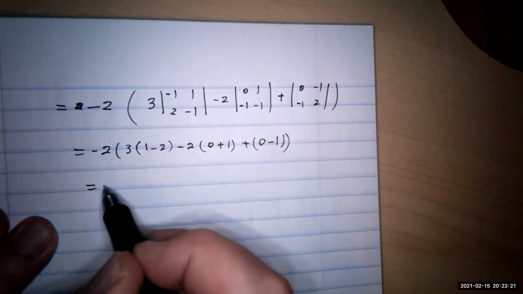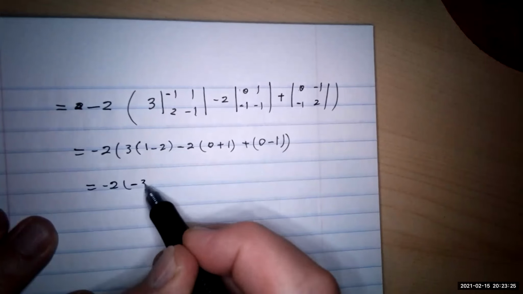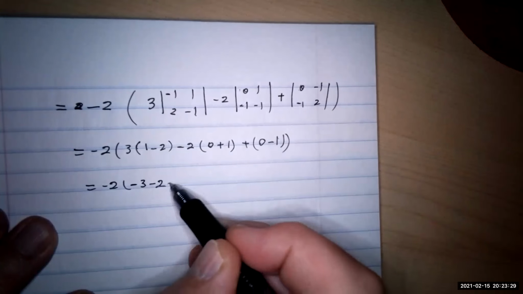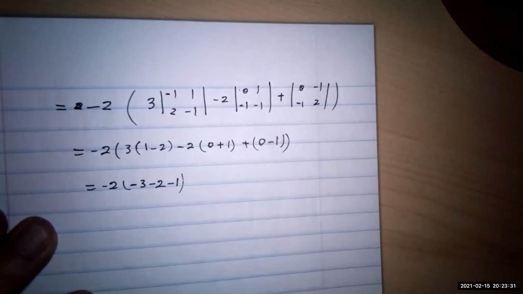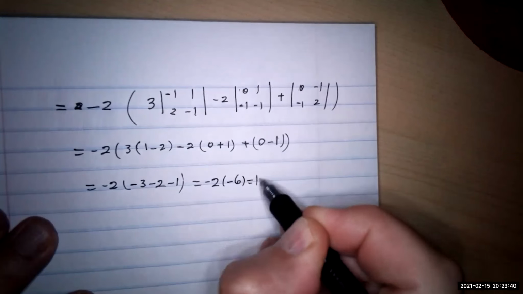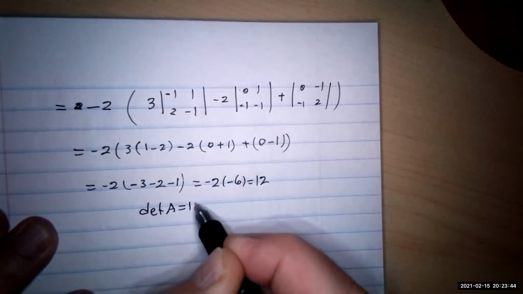So the result is going to be negative 2 times, it's a negative 3, it's a negative 2, and this is just a negative 1. So as I told you, it's going to be negative 2 times a negative 6, which is a positive 12. So the determinant of the matrix is going to be 12.